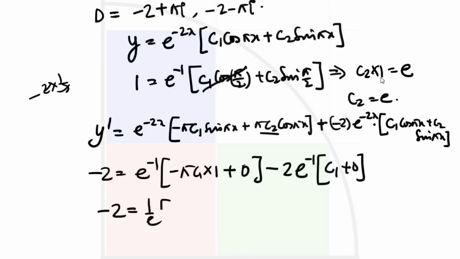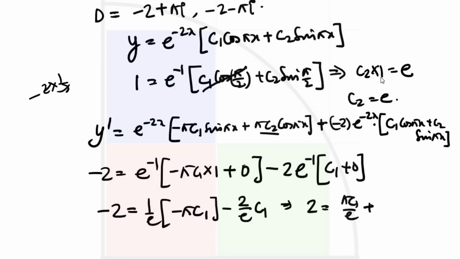Minus 2 over e equals minus pi c1, minus 2 over e c1. Multiply the entire expression with minus 1, we will get 2 is equal to pi c1 e plus 2 c1 e, or c1 is equal to 2e divided by 2 plus pi.